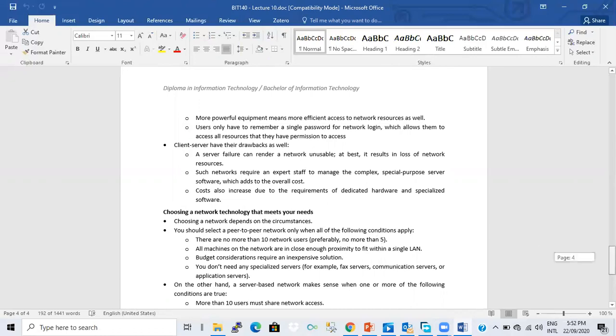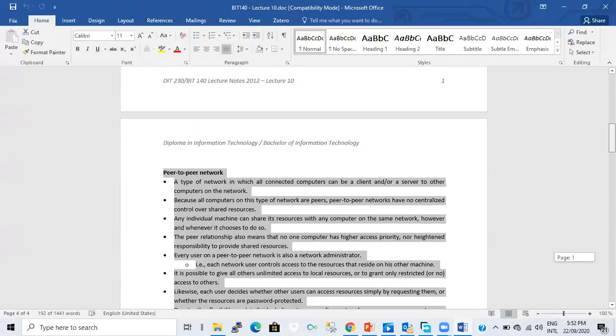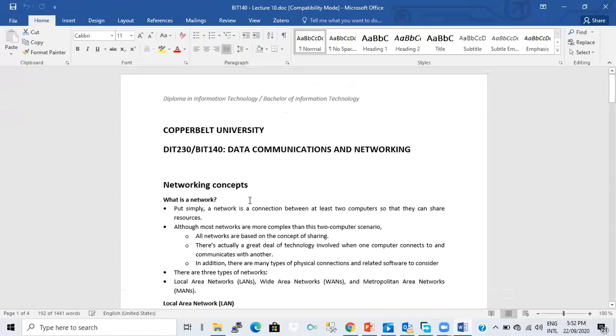Believe me, this last part is self-explanatory. That's under handout 10, which looks at networking concepts. Just read through, but be assured I will ask you some questions out of this.